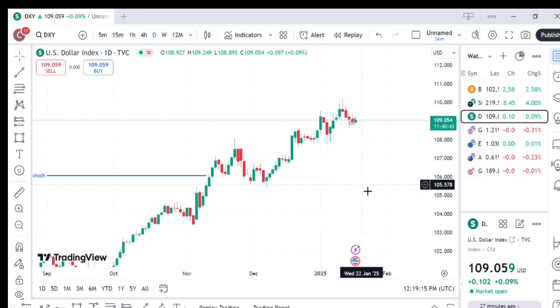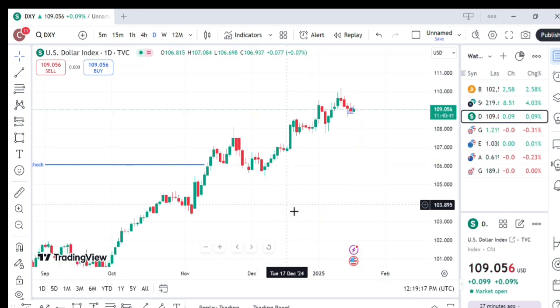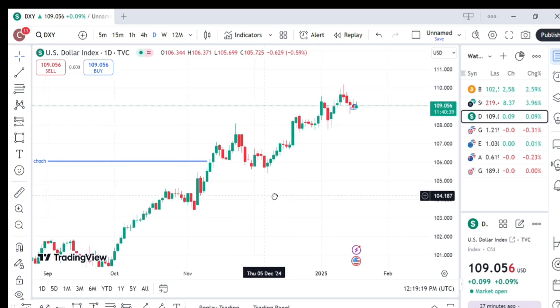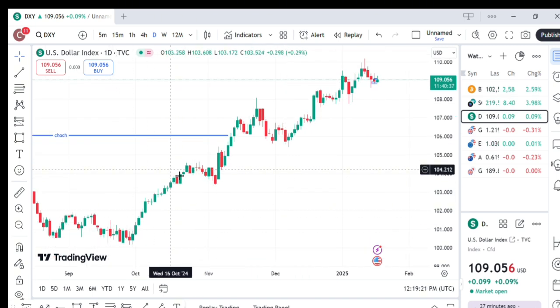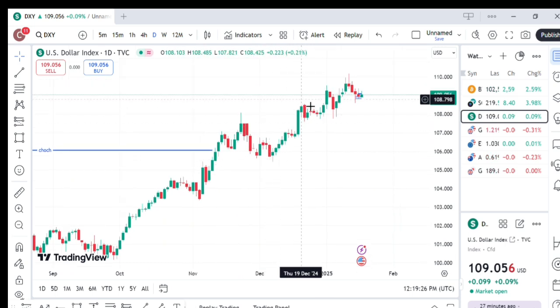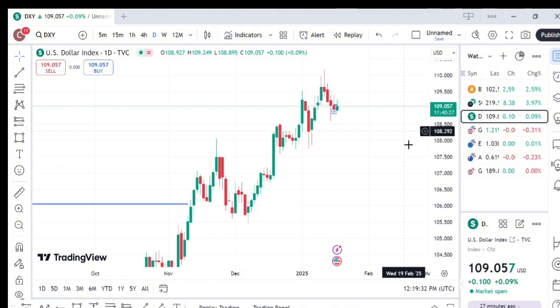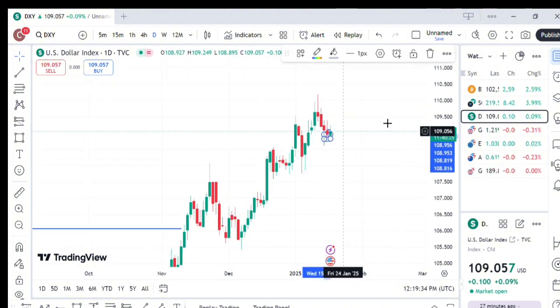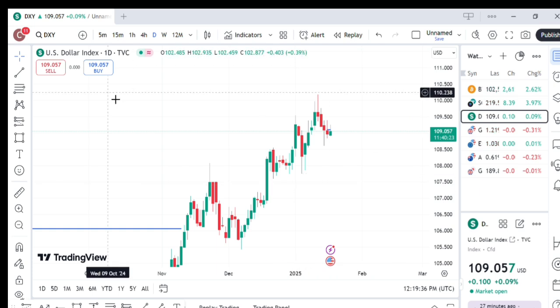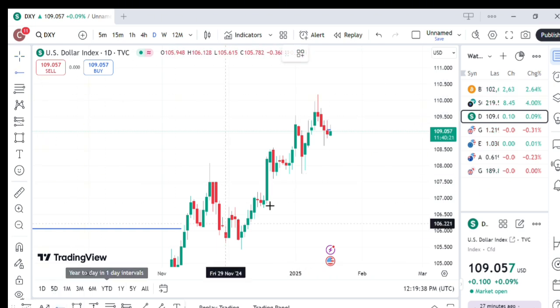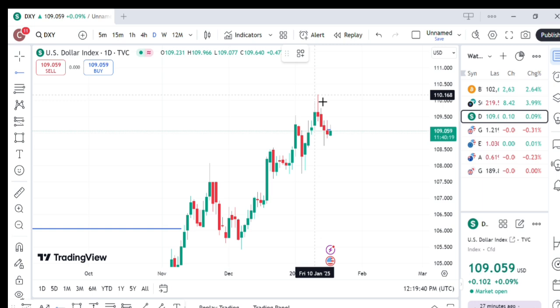Alright, so we move to the daily time frame. We can see that this market is on a massive uptrend, creating a low, a high, higher low, higher high, higher low, higher high, higher low, higher high, higher low. So we are expecting another higher high. We are expecting price to take out this draw on liquidity here.